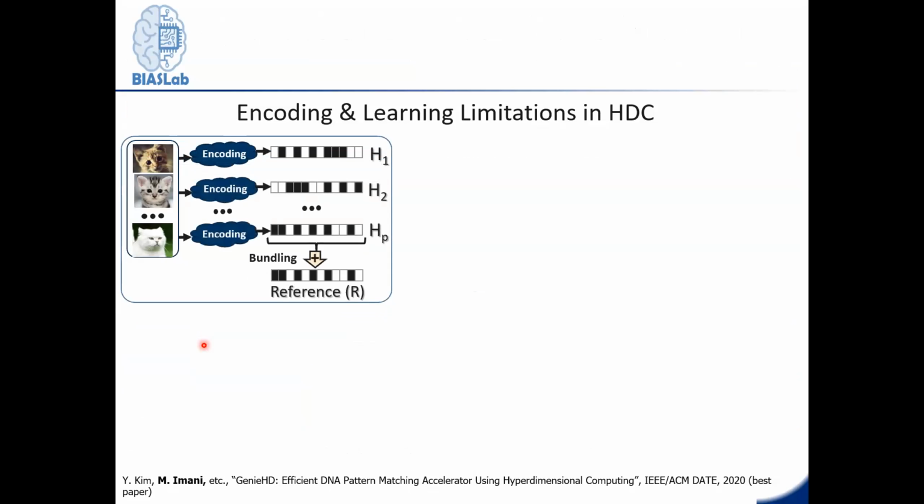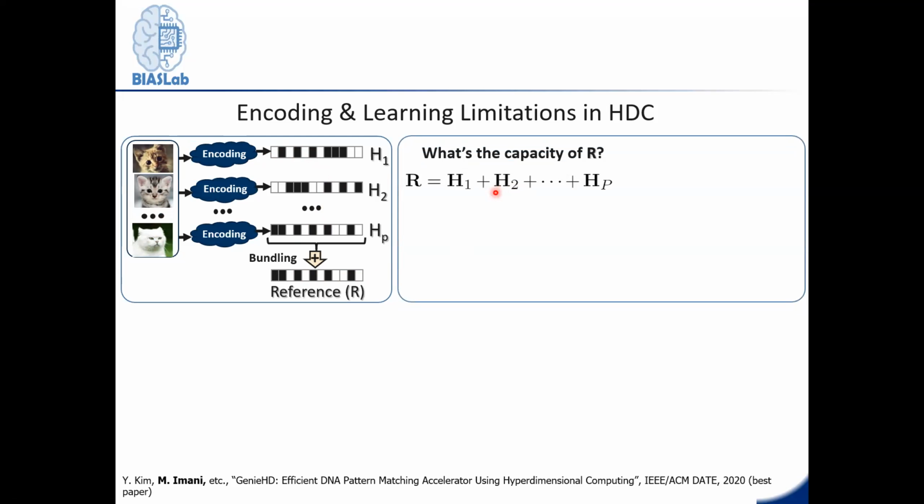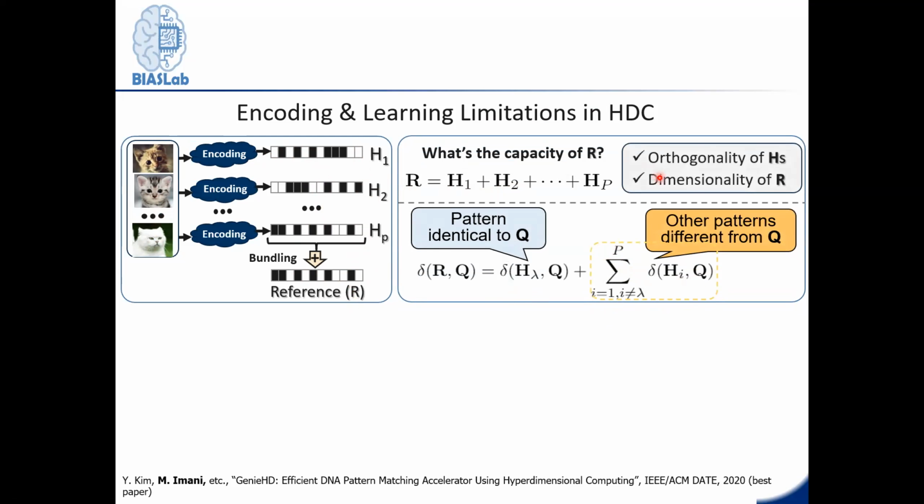So let me point out a little bit the limitations of HD computing. One of the main limitations is this: if you remember, I mentioned that when we encode information, it can be any data point. This is just an image here. You generate a vector for every input data, and we bundle them together to generate a reference hypervector. But if you look at the capacity of the hypervector R to store the information of H, that capacity depends on two factors. If you look at the top, it depends on how orthogonal these H's are to each other and what your dimensionality is here. You can always increase dimensionality, but it comes at a cost of efficiency.